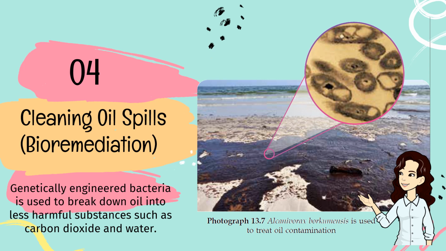Specifically, a genetically modified superbug, Alcanivorax borkumensis, or we can also use Pseudomonas putida, okay, which was created to enhance the cleaning up of oil spills as it can break down most types of hydrocarbon. This type of bacterium was created by inserting genes from 4 different types of bacteria that can break down different types of hydrocarbon. So we have here Pseudomonas putida, or we can also use Alcanivorax borkumensis, that is used to treat oil contamination.